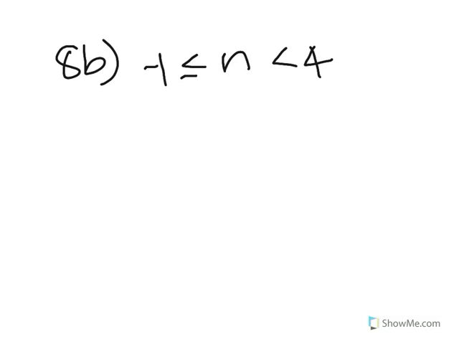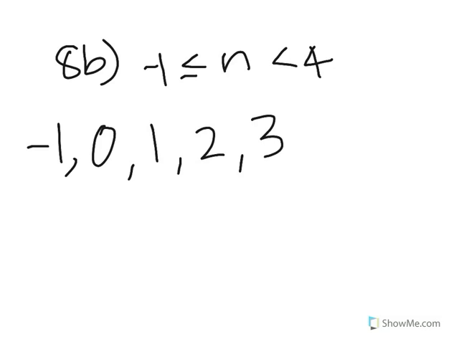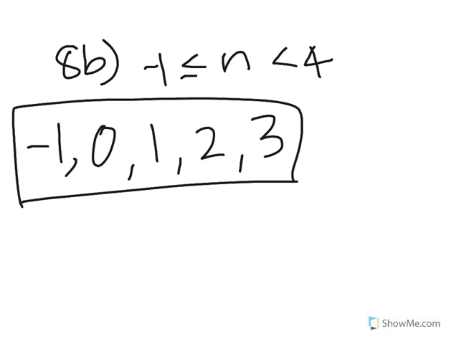So if you think about this, n can be equal to negative 1, but it cannot be 4, and it has to be less than 4. So it means n can include negative 1. It can be greater than negative 1, meaning it can be 0, 1, 2, 3, but it has to be less than 4, meaning it has to stay at 3. So these are all the numbers. And it cannot be 4 because it doesn't say n is equal to 4.